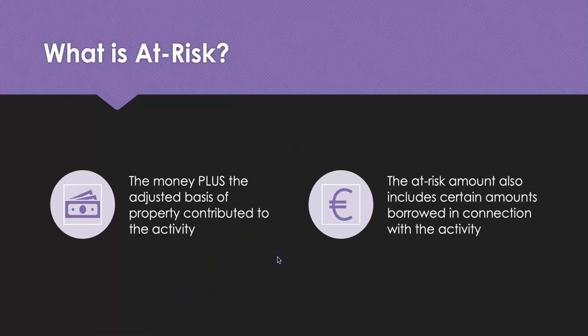So you might be wondering why this is important. At-risk rules prevent taxpayers from deducting more than their actual stake in a business. So only the money that you're personally liable for is considered to be at risk and tax deductible. So you don't want to be overpaying, essentially. The money plus the adjusted basis of property contributed to the activity is at risk, and the at-risk amount also includes certain amounts borrowed in connection with the activity.